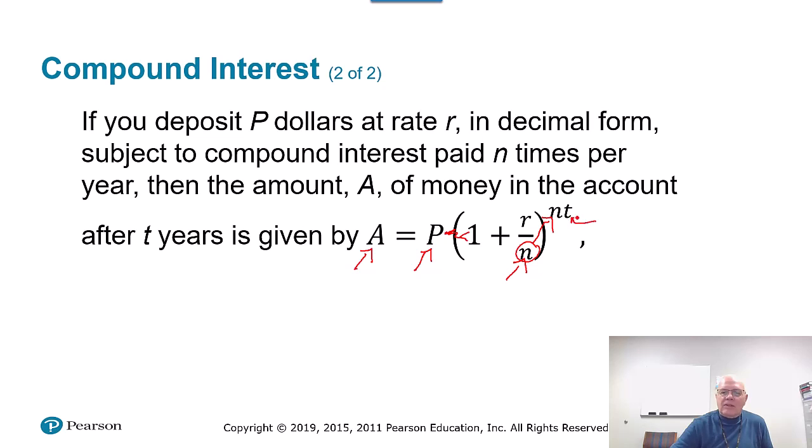Again, once more, T is in years. If you see your question is in months, convert it to years. And last of all, because NT is your exponent, make sure that all of the N times T, whatever that product is, is used as the exponent.